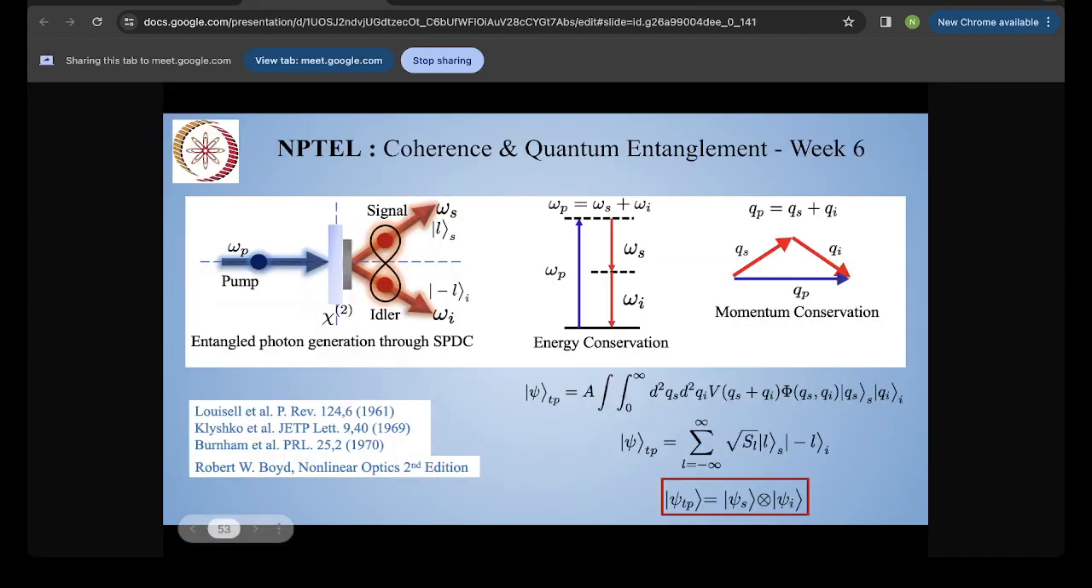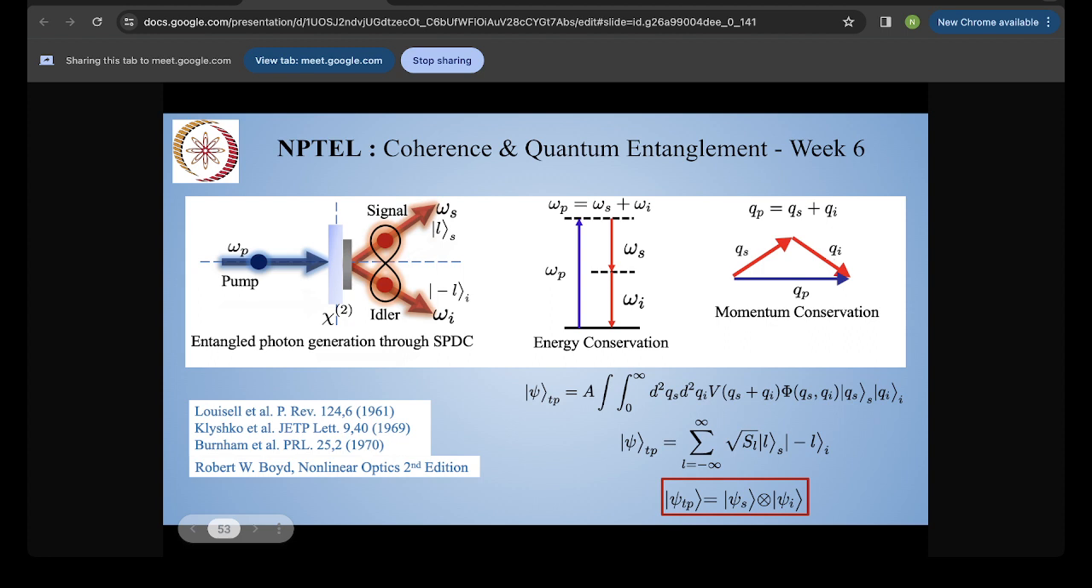And already there are several papers given in this slide. You can find them if you want to study more. And for nonlinear optics, the best book is by Robert Boyd, and you can find each and everything about second order nonlinear effects and nonlinear optics. It is a very detailed, very nice book.